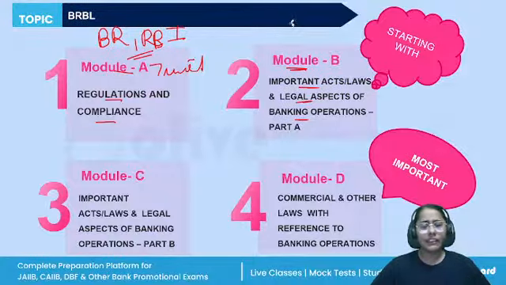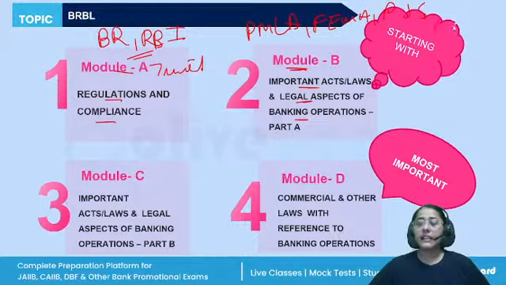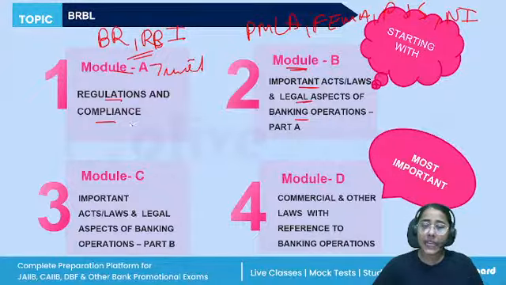So here you have basically four acts. The Prevention of Money Laundering Act, FEMA, Payment and Settlement Systems Act, and you also have your Negotiable Instruments Act. Then module C is the second part. Other important acts which are related to banking, like the Integrated Ombudsman Scheme, MSMED Act, SARFAESI Act is very important. Then the IBC Code, Consumer Protection, Law of Limitation. These are there in your module C.